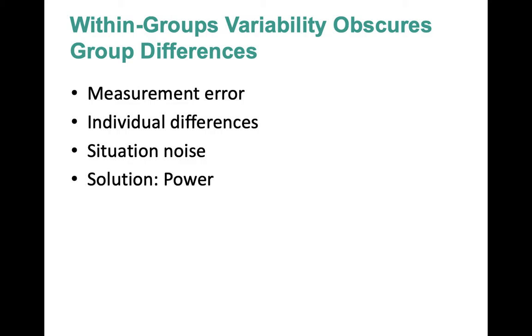Another cause of null effects might be that there's too much within group variability, okay? And within group variability is otherwise known as error variance or sometimes unsystematic variance. Sometimes people just call it noise. So there's too much noise within condition that is obscuring a treatment effect or an intervention effect or the manipulation of the independent variable. So having too much noise gets in the way of detecting these between group differences. And so we'll review a couple different causes: measurement error, individual differences, and then situation noise.